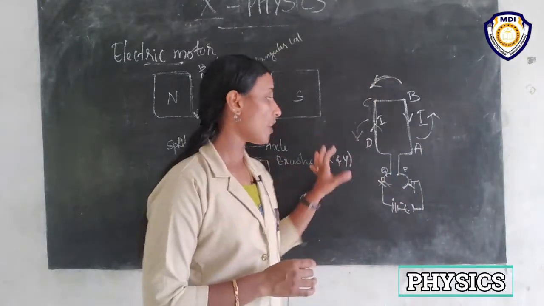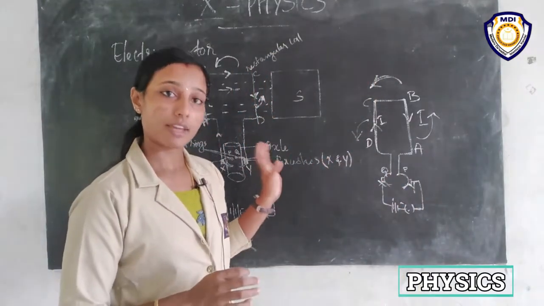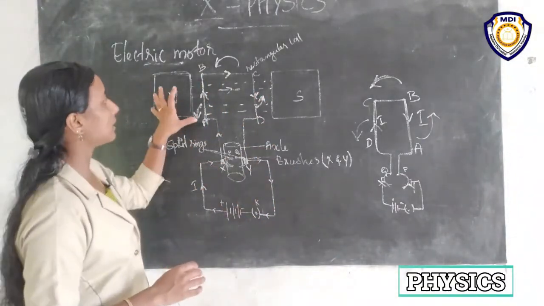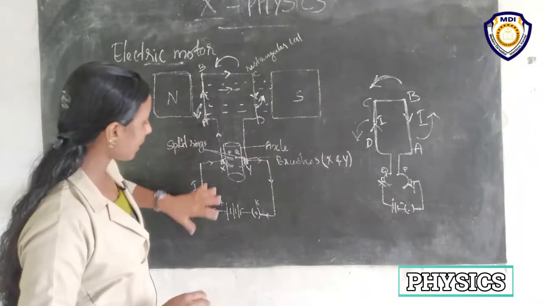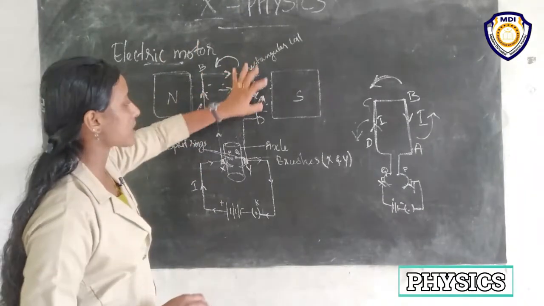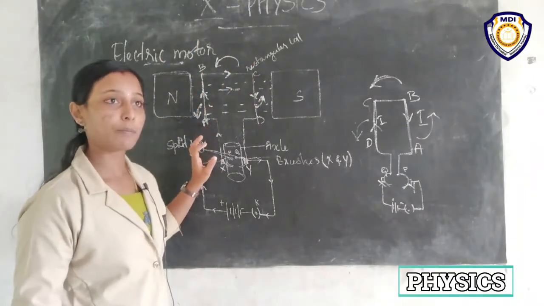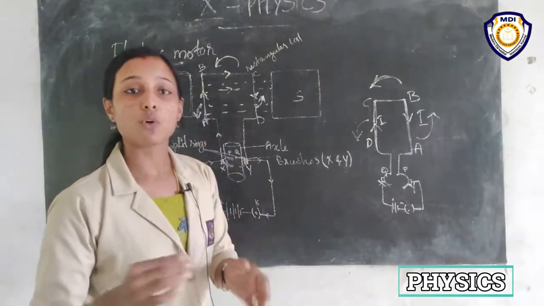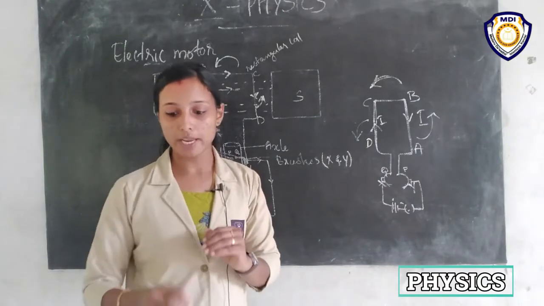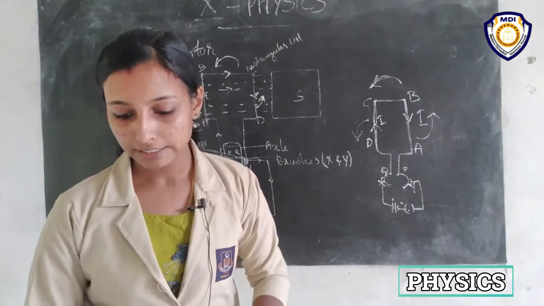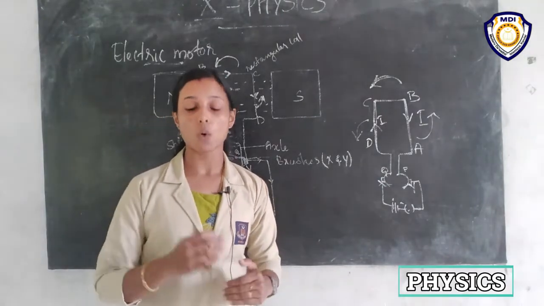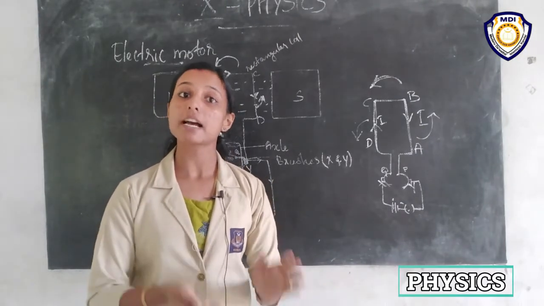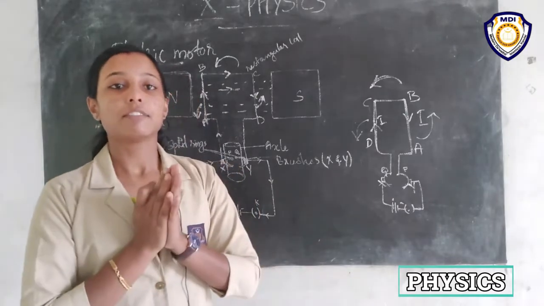This is the working principle of an electric motor, and these are the components of an electric motor: magnetic field, and here we have a rectangular coil, and for commercial purposes we use what? Armature. Armature is a soft iron core on which the coil is wound, and the iron core plus that coil is termed as armature, right?